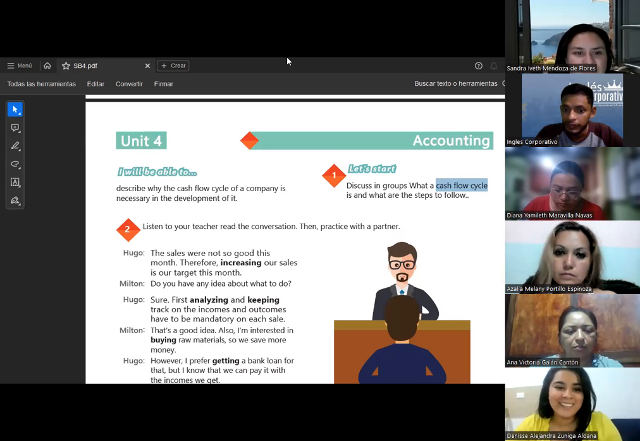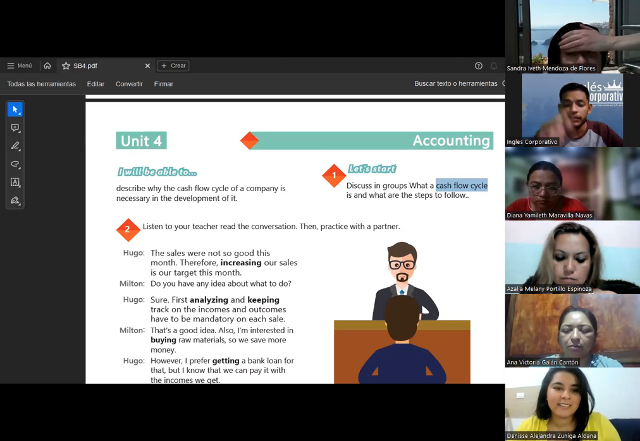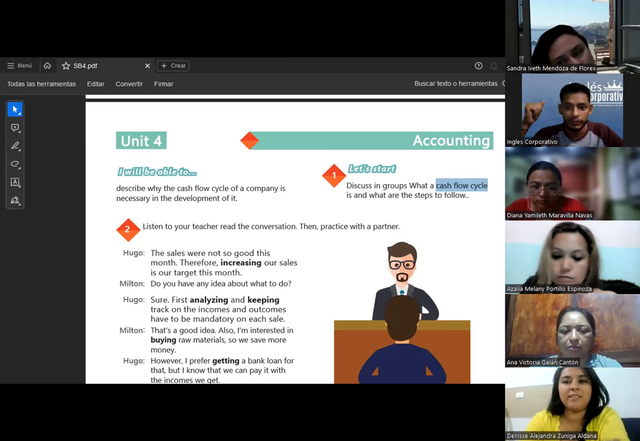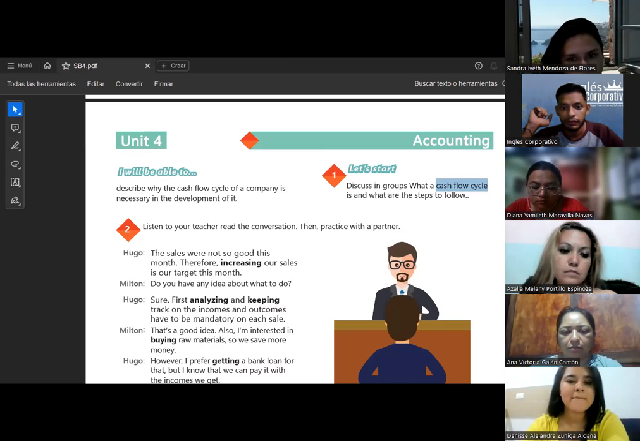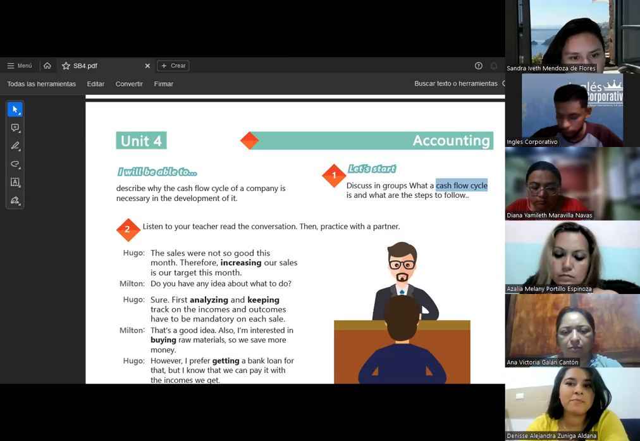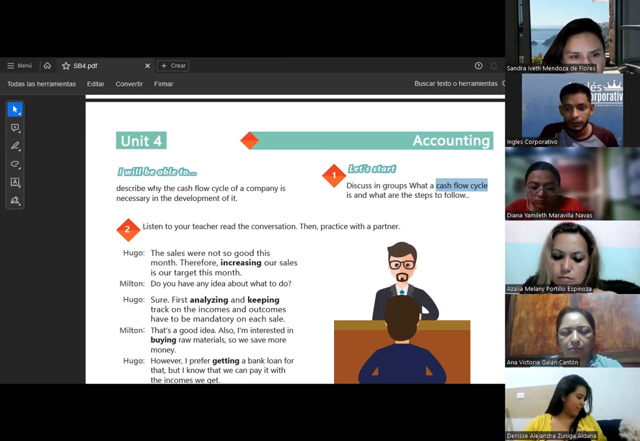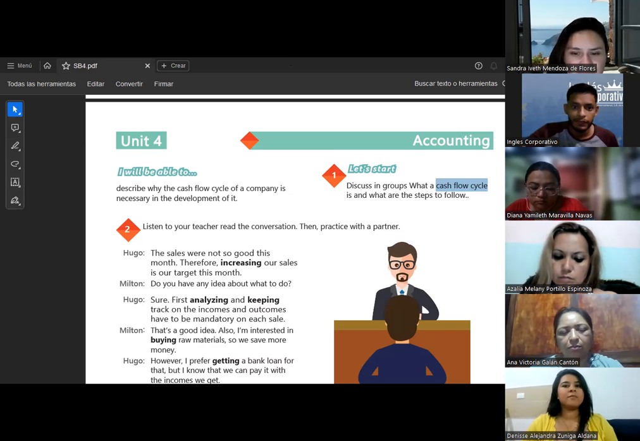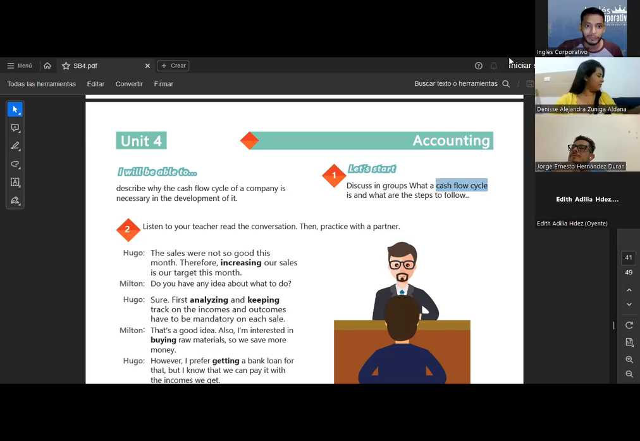More opinions? What is the question, teacher? The question is, what are some steps in the cash flow cycle? What are some steps in the cash flow cycle? No, no, steps. What are the steps? ¿Cuáles son los pasos? Algunos pasos.